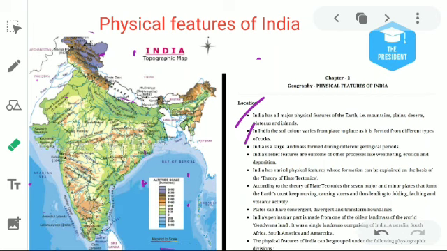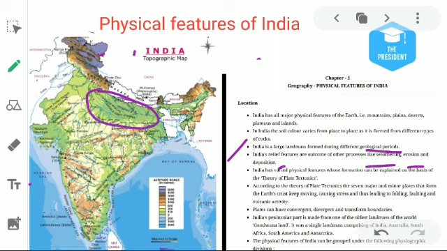There are three types of rocks. First one is known as igneous rocks, the second one is metamorphic rock, third one is known as sedimentary rocks. All these physical features were formed in different geological periods. I will discuss later what these are. Some other structures are formed by weathering, erosion, and deposition, like the Gangetic Plain.